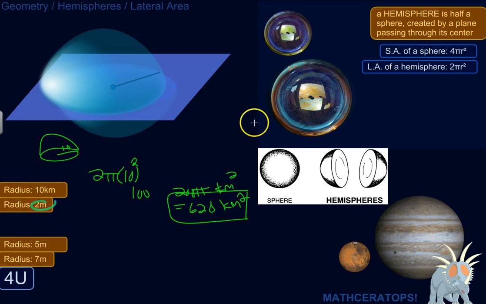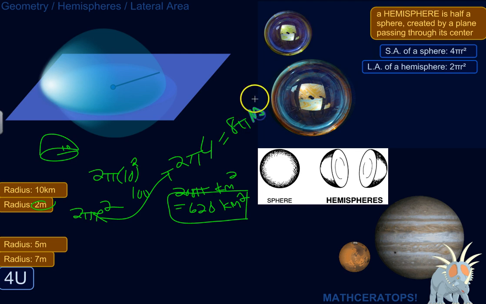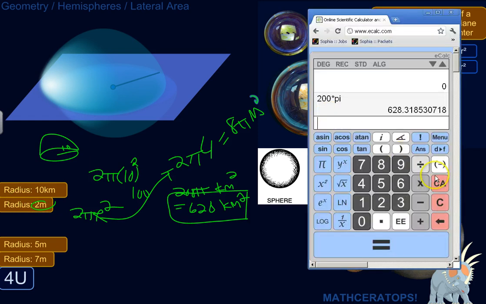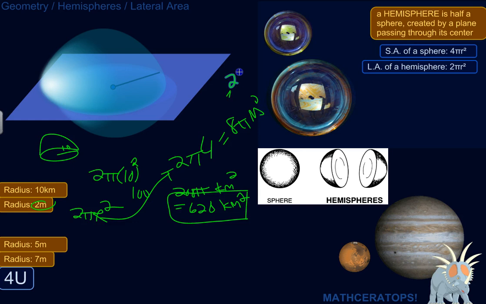Say we have a radius of 2 meters. So the lateral area of a hemisphere is 2 pi r squared. So 2 times pi, the radius is 2, 2 squared is 4. So altogether that'd be 8 pi meters squared, the lateral area of this hemisphere. And if you needed to turn that into a decimal, it's 25 and some change meters squared right there.